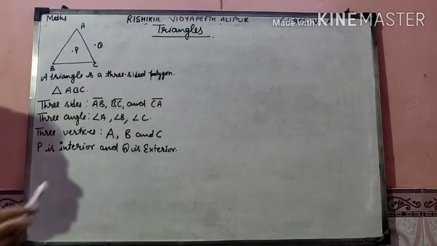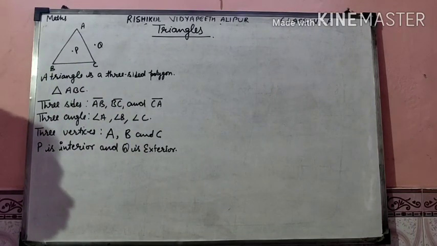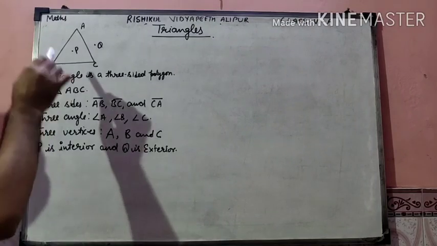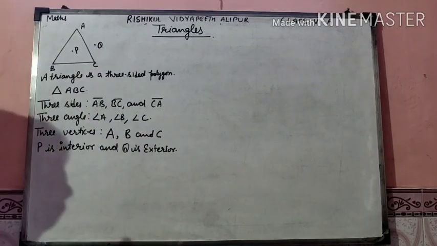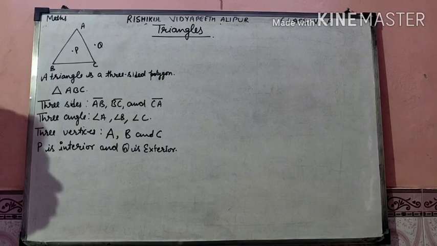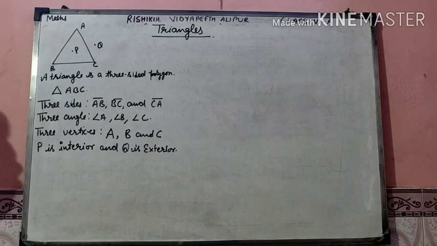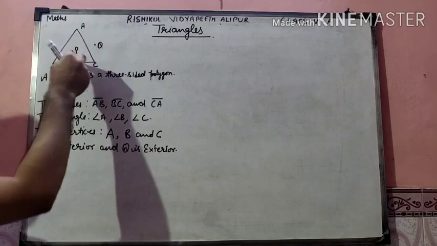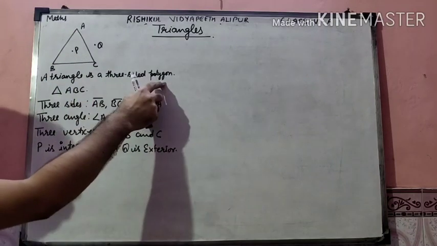A triangle is a polygon that is formed by three line segments. Or we can say that the triangle is a polygon with the least sides. Means if a question is asked, name the polygon which has the least number of sides, what will be the answer? Triangle. Is that clear? This is a triangle. It has only three sides. A triangle is a three-sided polygon.